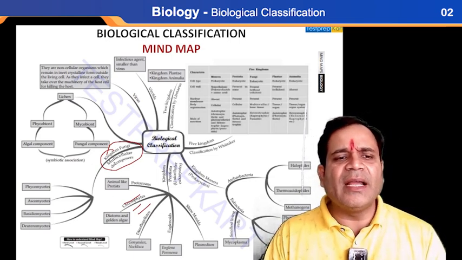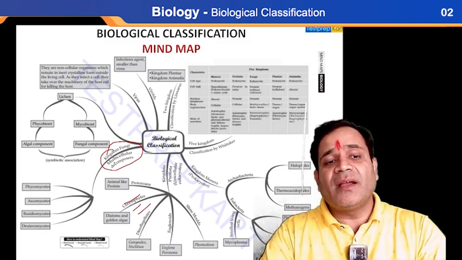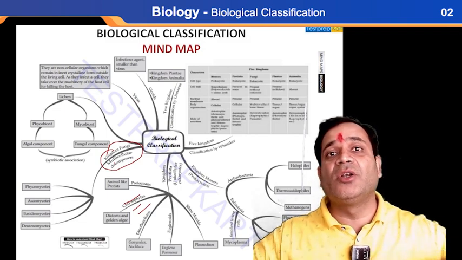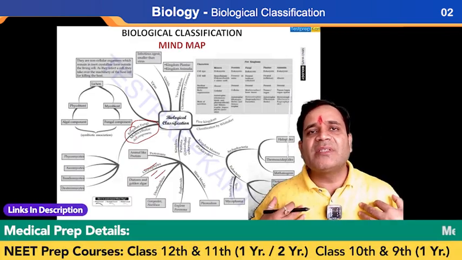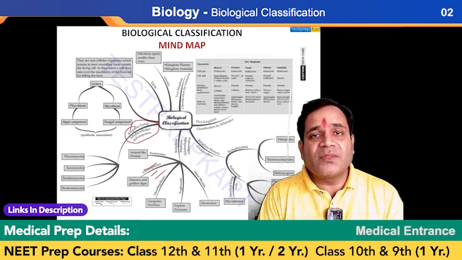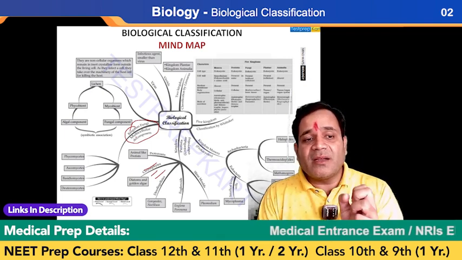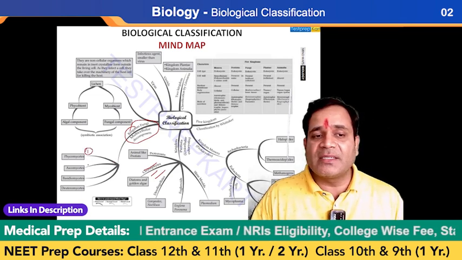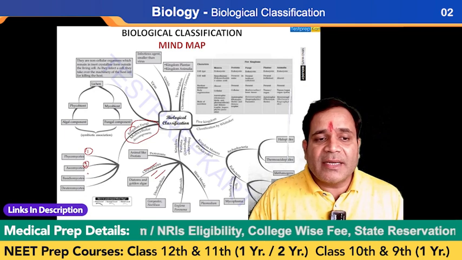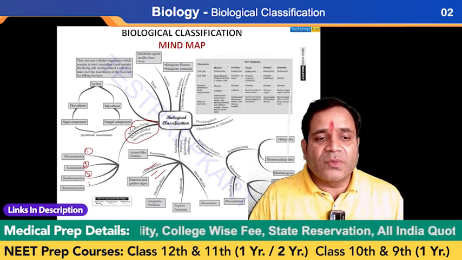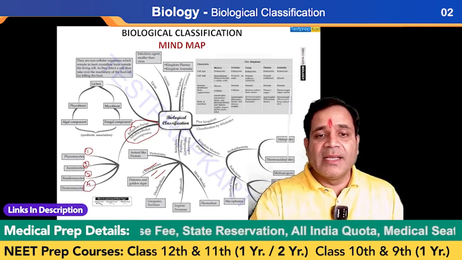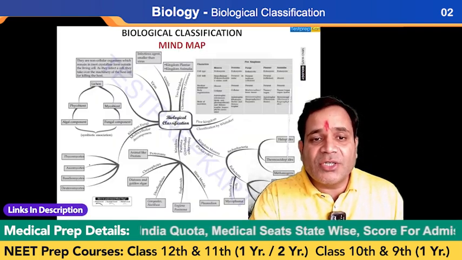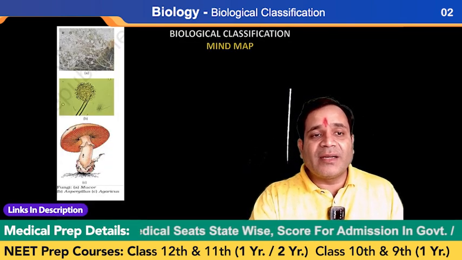Now the kingdom Fungi, which we all know is a multicellular decomposer. The kingdom Fungi is divided into parts: phycomycetes, ascomycetes, basidiomycetes, and the fourth one, my dear, is deuteromycetes.